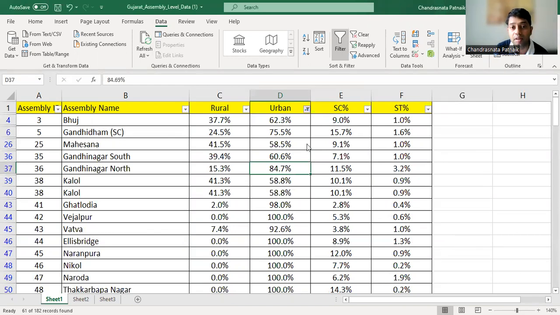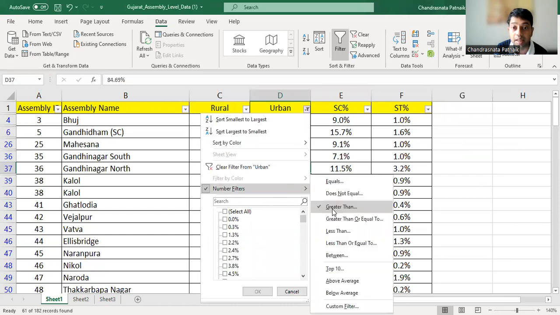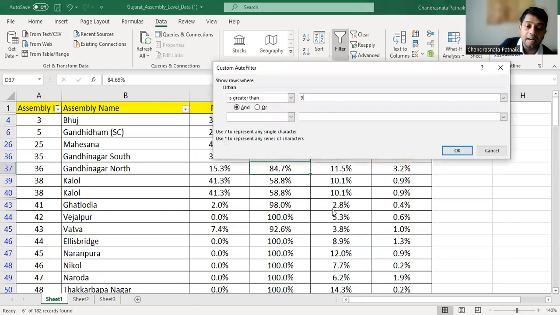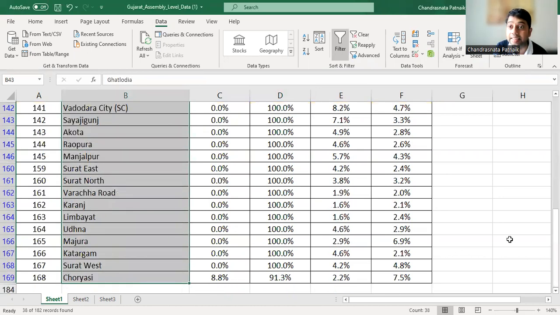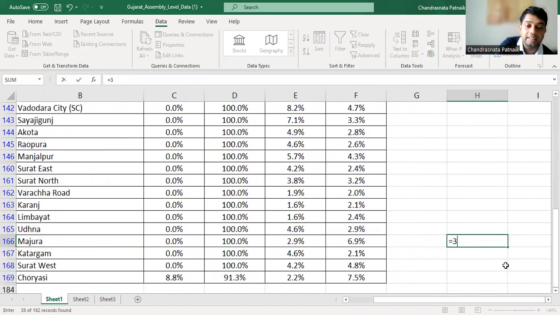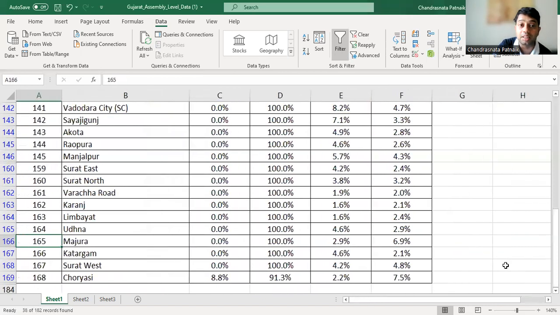Now, if we filter further, how many seats have an urban population greater than 90%? That is the extreme urban constituencies. Then we find that there are 38 seats where the urban population is greater than 90%. So that means almost 21% of the Gujarat seats have an urban population greater than 90%.